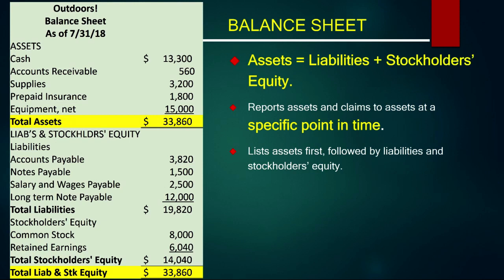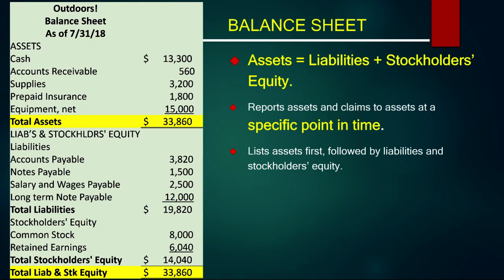Now let's talk about the order of the accounts in each category. Assets are a category, but the accounts under assets listed in my example are cash, accounts receivable, supplies, prepaid insurance, and equipment. And they are listed in a specific order. That order is called Order of Liquidity, and we'll talk more about that in Chapter 2.